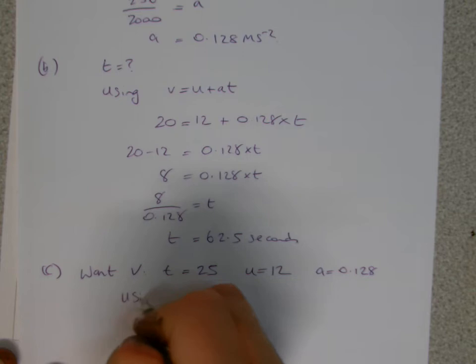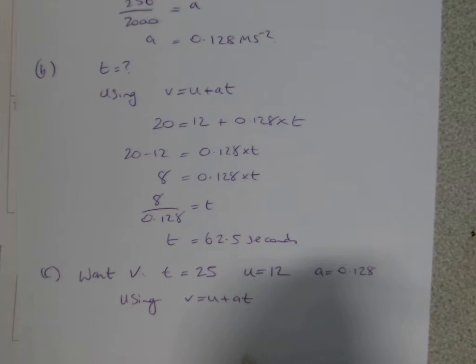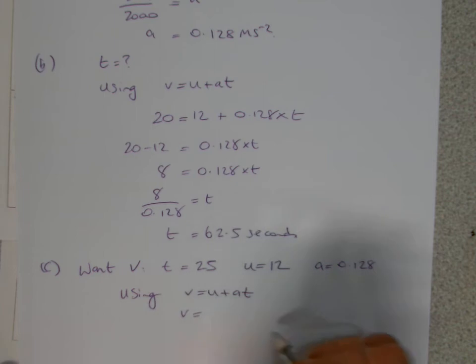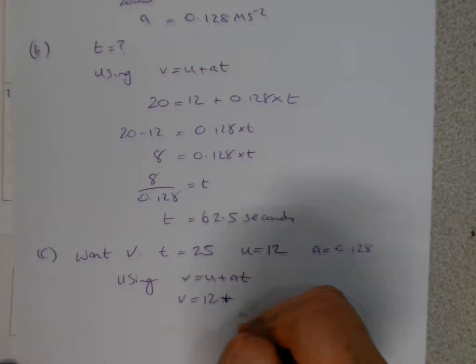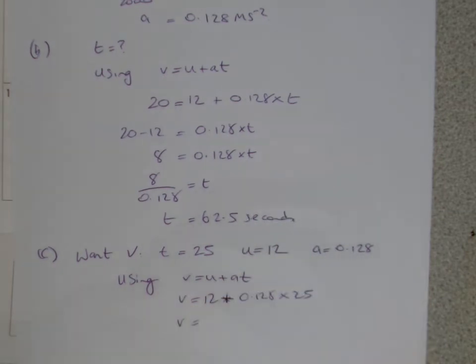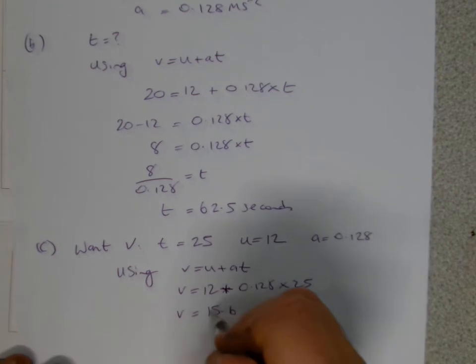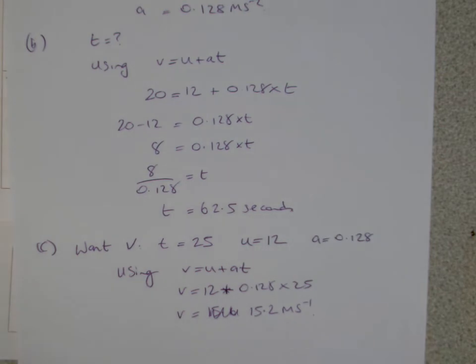Using v equals u plus at, we can sub it in. v equals 12 plus at, so plus 0.128 times the time, which is 25. If I work that out, I get the speed to be 15.2 meters per second. Okay, so that's the answer I get on my calculator.